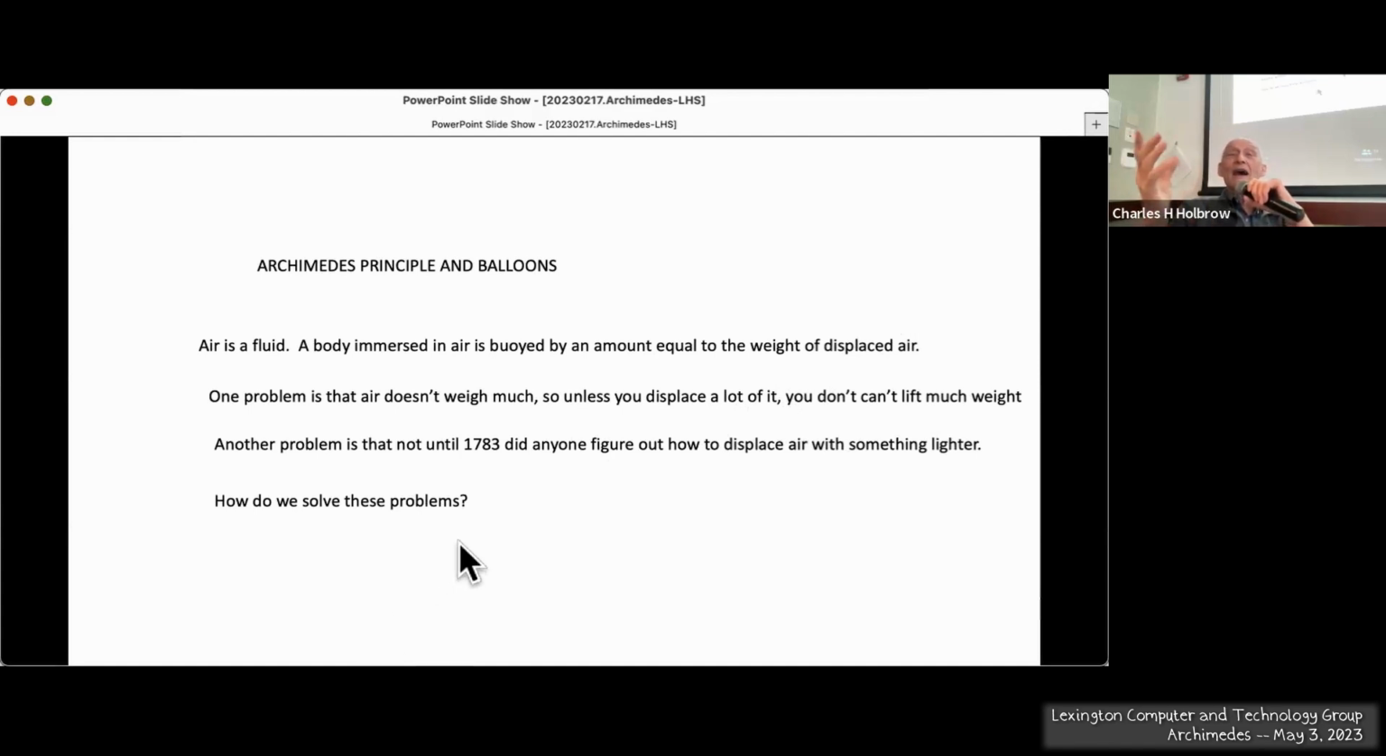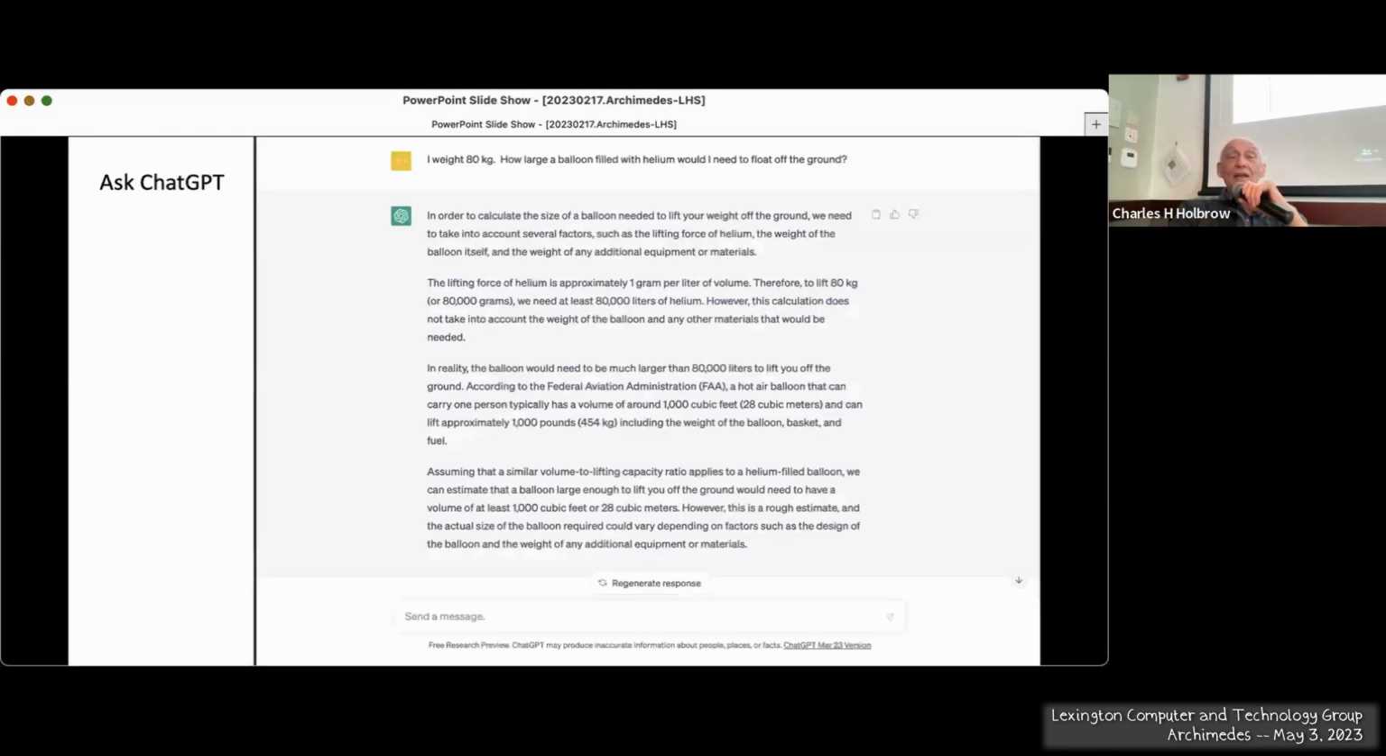So we have problems. How do we solve the problems? And here's the solution. Actually, I'll offer you 3 solutions. First solution: you ask ChatGPT. We're combining two talks here now. Well, that's right. I said to ChatGPT, I weigh 80 kilograms. How large a balloon filled with helium would I need to float off the ground?